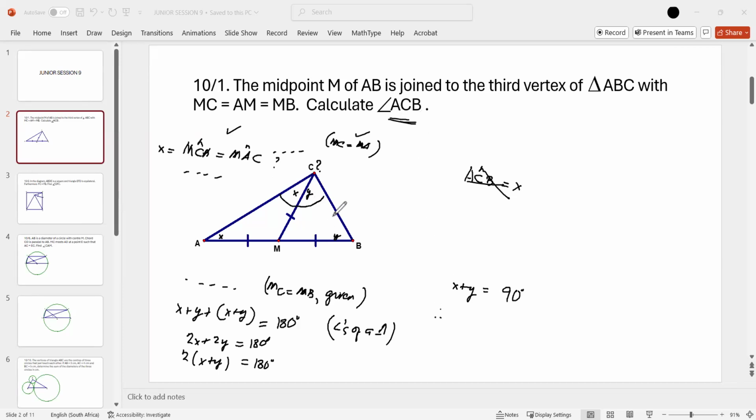X plus y, if you look at the picture, it's angle ACB. If you add these 2 angles, you can get this large angle ACB, and that's precisely what you need to calculate. So it's a very interesting problem that this angle here is 90 degrees. So whenever you have a situation like this, the angle is 90 degrees.